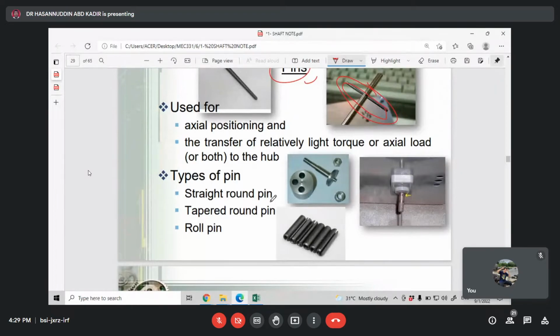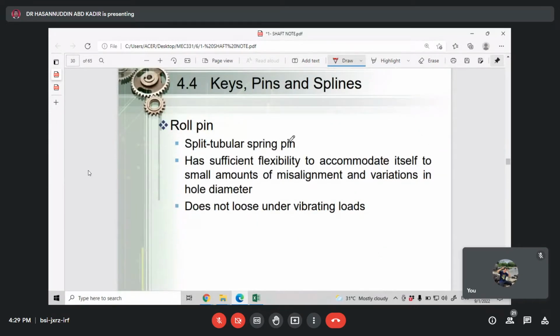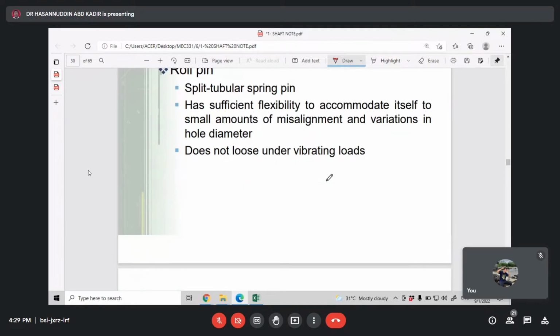Then dia ada straight round pin, ada tapered round pin, ada roll pin. Okay, contoh lah the question ask you on the theory punya ni. Okay, dia give a type of the pin, so kena ada tahulah ni straight round pin, tapered round. Kita akan tengok lah macam mana. Roll pin is splitted tubular pin. Spring pin has sufficient flexible accommodate itself to small of misaligned, does not lose under vibration load.